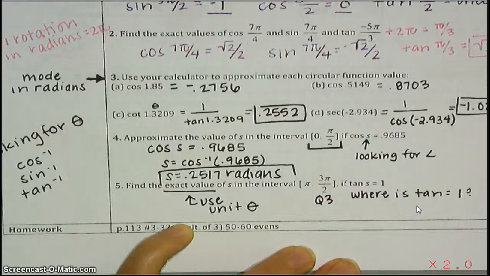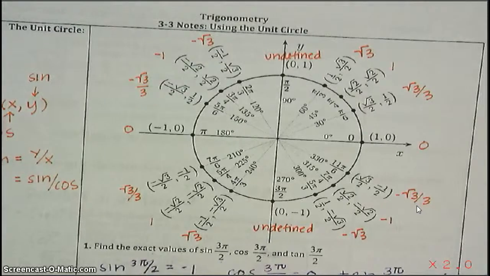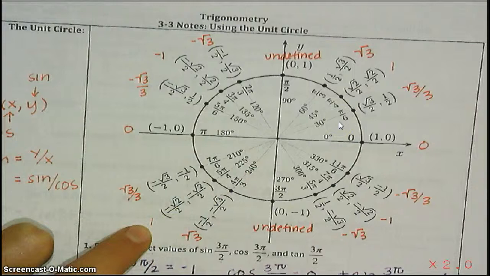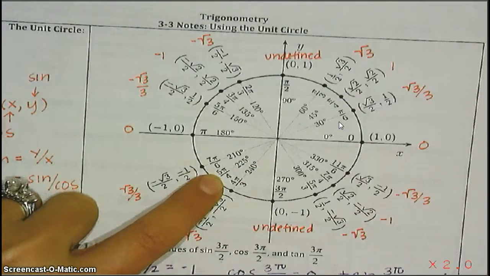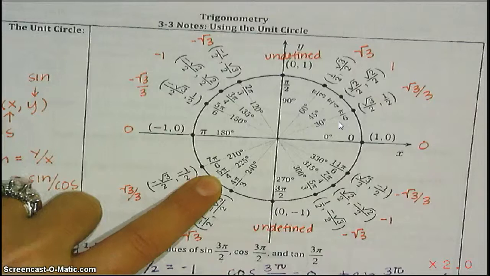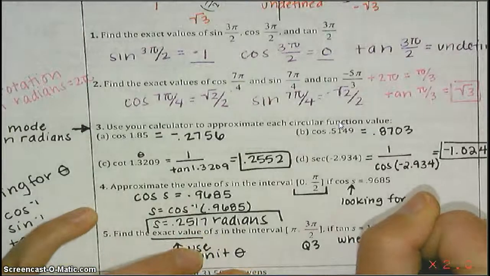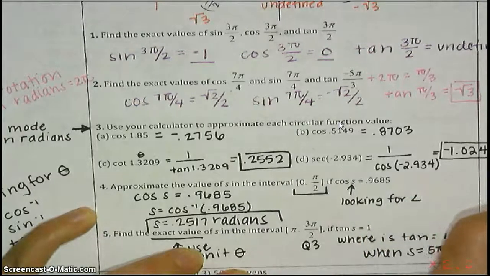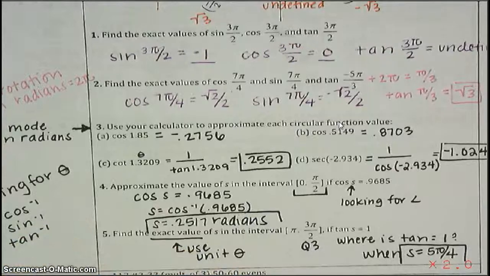So what you're going to do is go on up to the unit circle. I'll come back to this part of my paper, but here it is. You're going to go up to your unit circle, look in quadrant 3, which is down here, and tangent is equal to 1 right here in quadrant 3. And keep in mind, we have been using radians, so your answer is going to be in radians. So the answer to this question is going to be 5 pi over 4. So that's how you use your unit circle.